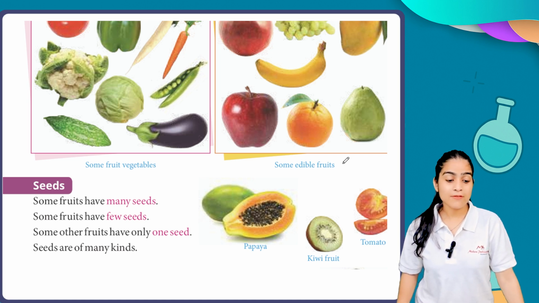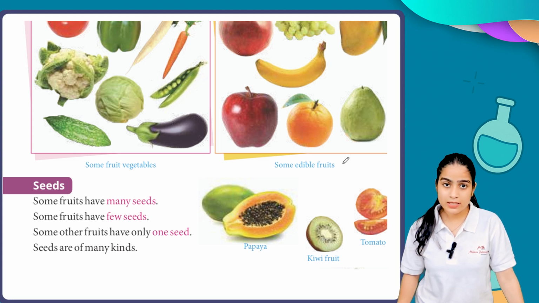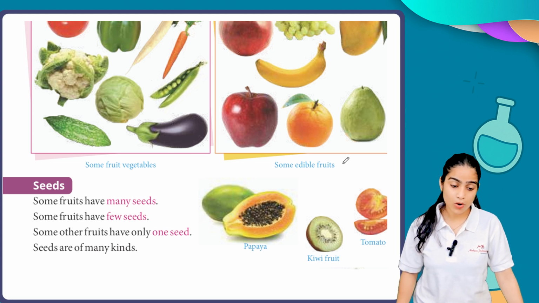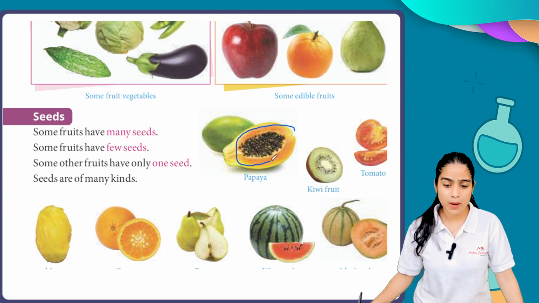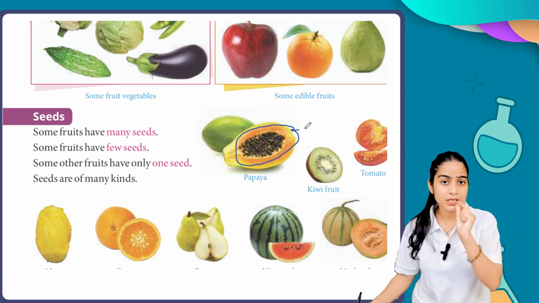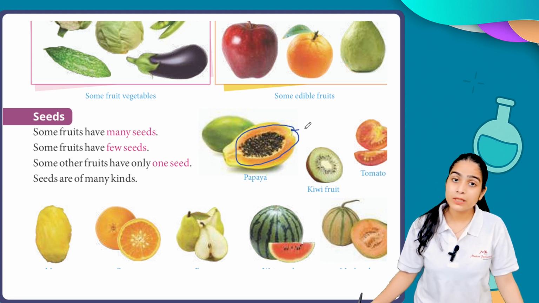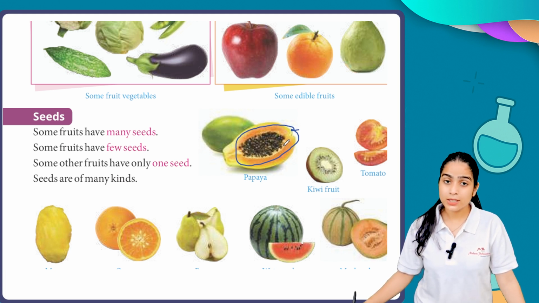Now, some fruits have many seeds and some fruits have few seeds. So, what are the examples of those seeds? Those which have many and small seeds. So, papaya. You are able to see how many black seeds are available in this papaya. When your mother is cutting papaya, if you sit there and observe, you see small round black seeds present in the papaya in very large numbers.